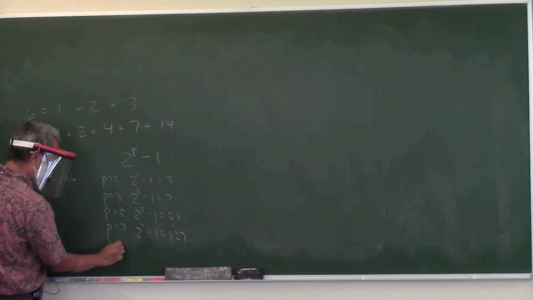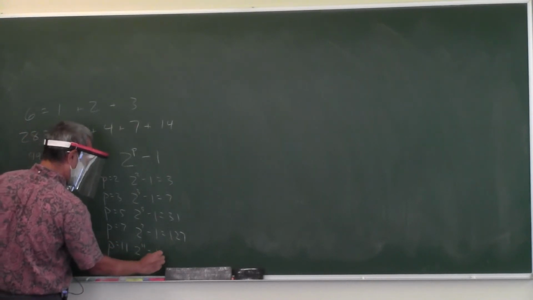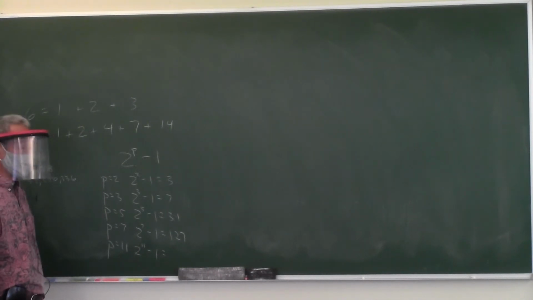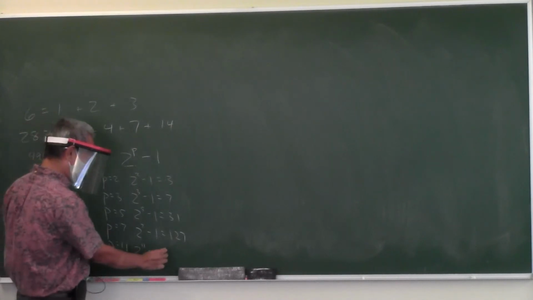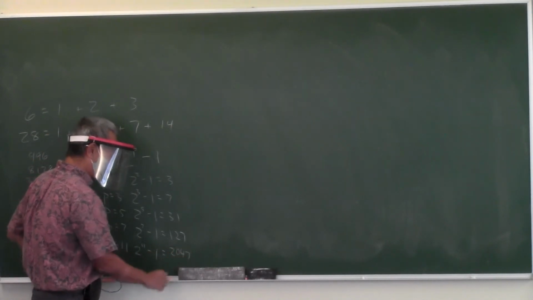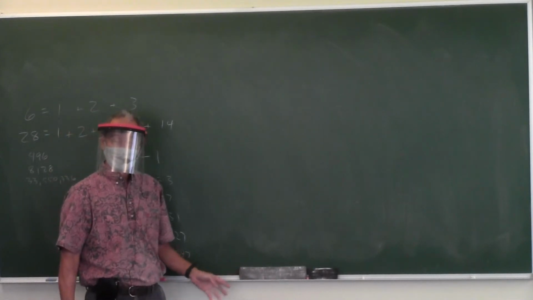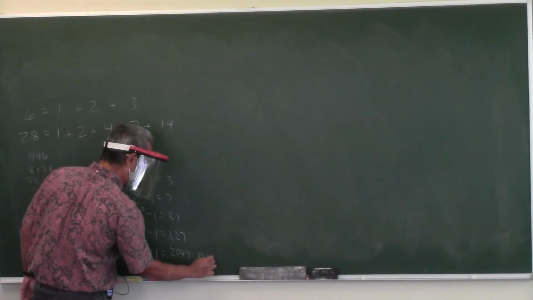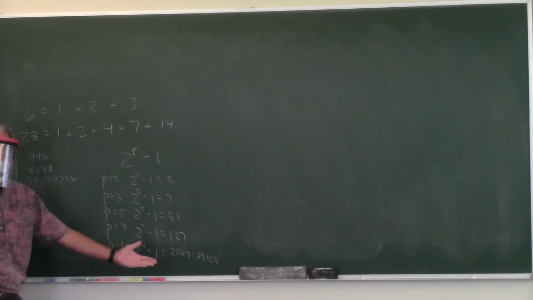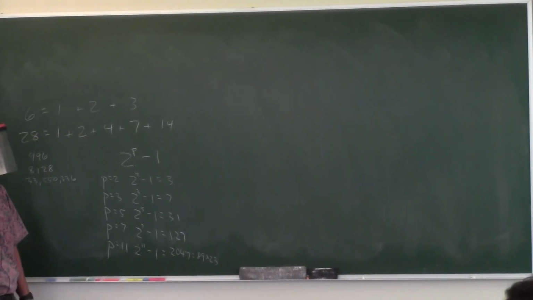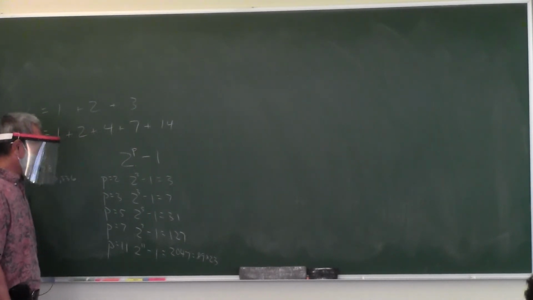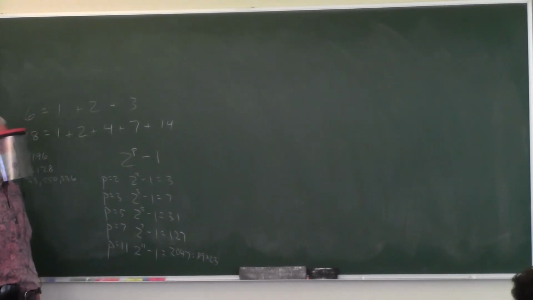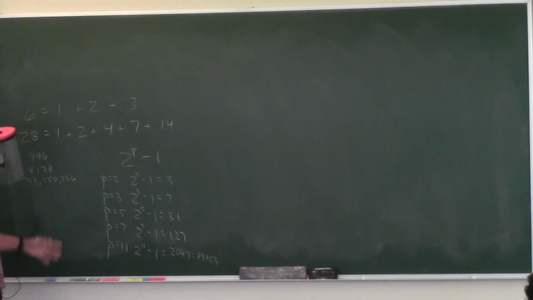Let's just do one more. What about when p is 11? 2 to the 11 minus 1. So 2 to the 10th is 1024, so 2 to the 11 is 2048, minus 1 is 2047. Is 2047 a prime number? No, it's not. You know why? Because it's equal to 89 times 23. That was on the PCH test. Anyway, that's not a Mersenne prime because it's not even prime. That's how you get Mersenne primes.